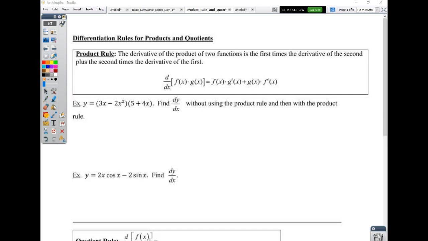Product rule and quotient rule are specifically dealing with a situation where, for product rule, I've got a function of x multiplied by another function of x. All right? I do not mean 3 times the sine of x, because that is a constant times this. This is not product rule. Okay? 3x times the sine of x. You'll notice it's a function of x times a function of x. That is product rule.